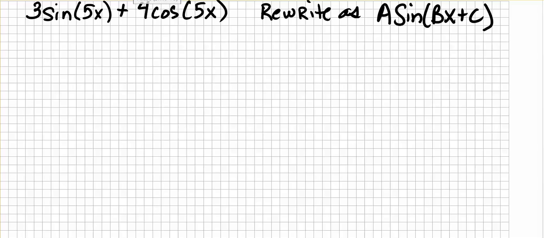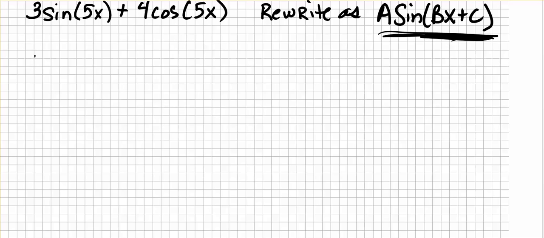In this question, we were asked to turn 3 sine 5x plus 4 cosine 5x into a single sine function. And to do that, this is the form we're asked to put it in, so a sine bx plus c. To do that, we're going to use the sum expansion identity for the sine function.